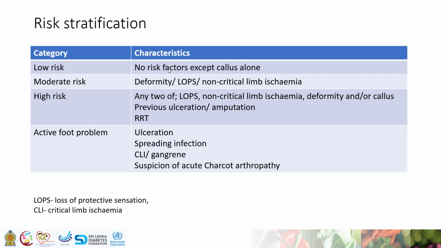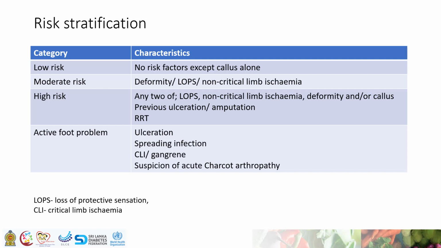In addition, as shown in the last row, there might be some people with active foot problems. If there is an ulcer, spreading infection, critical limb ischemia, gangrene, or suspicion of acute Charcot arthropathy, they are having an active foot problem needing urgent intervention. Critical limb ischemia is defined using several methods: presence of gangrene, rest pain, or ABPI less than 0.5 are commonly used criteria. In patients without active foot problems, we define the risk category as illustrated in the first three rows.